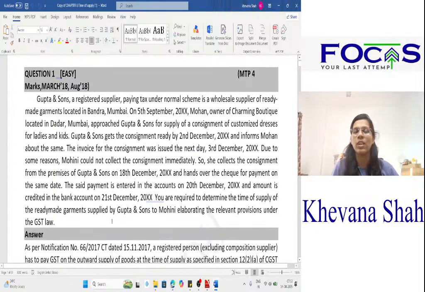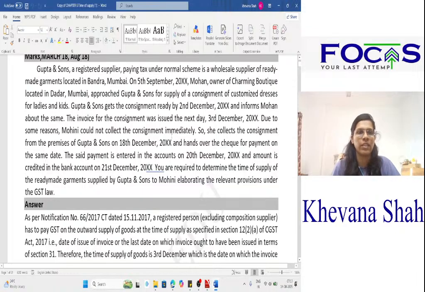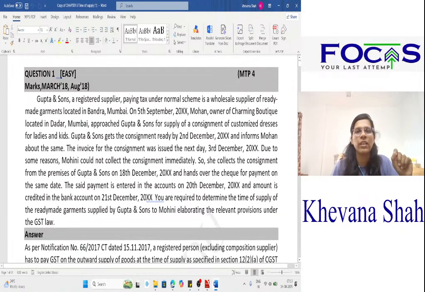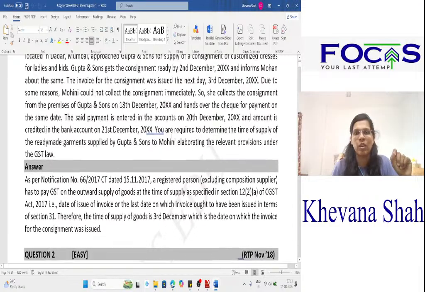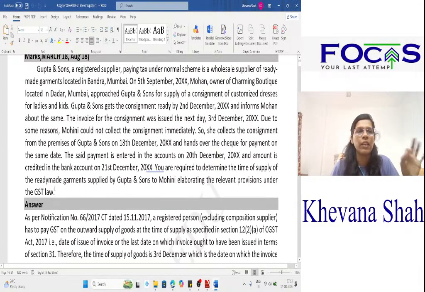First question. Gupta and Sons, a registered supplier paying tax under normal scheme, is a wholesale supplier of ready-made garments located in Bandra, Mumbai. On 5th of September, Mohini, owner of Charming Boutique located in Dadar, Mumbai, approached Gupta and Sons for the supply of a consignment of dresses for ladies and kids. Gupta and Sons gets the consignment ready by 2nd of December and informs Mohini about the same. The invoice for the consignment was issued next day, that is 3rd of December.